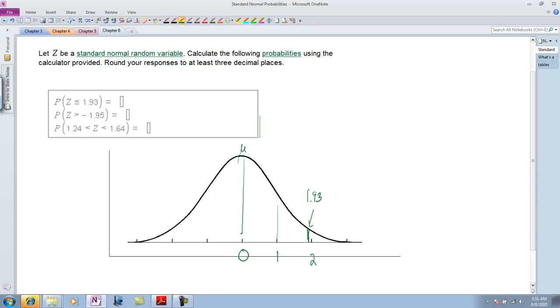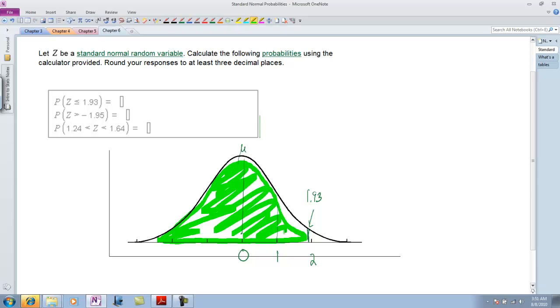And when they ask me for P, the probability of finding a z-score that's less than or equal to 1.93, I think of everything to the left of that value being shaded in. Forgive me if my shading is not perfect, but everything there will be shaded in. And what it's actually asking me is what percentage of the data is green right now. What percentage of the area? We know anytime we answer one of these questions, the answer will be between 0 and 1, between 0% and 100%. We're going to have a decimal here.